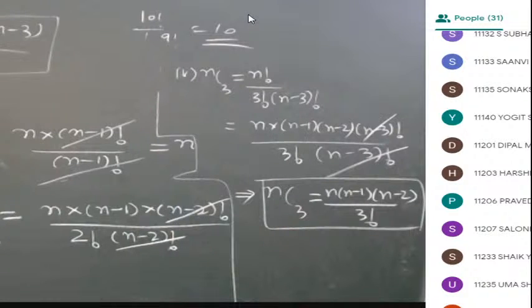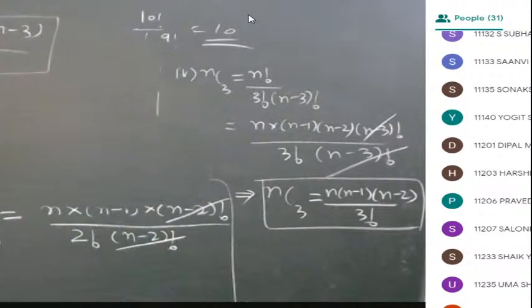NCN, let us find out. NCN, if you find as per the formula, it will be n factorial divided by n minus n factorial into n factorial. It will be 1. NCN is 1, right, students?